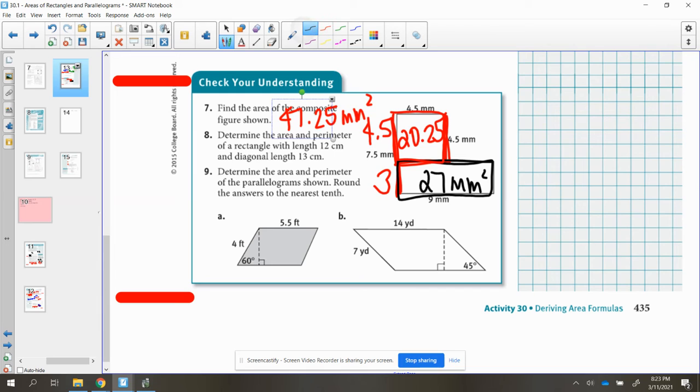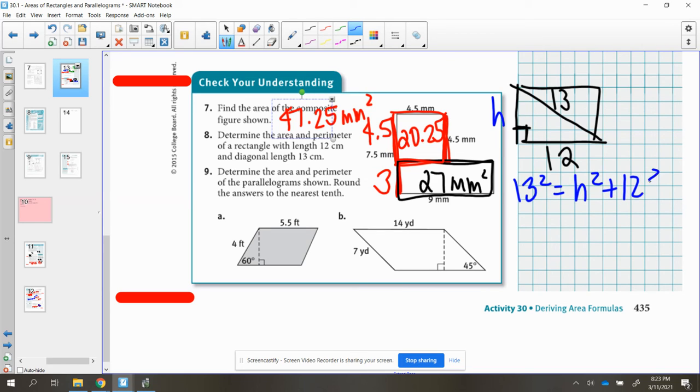Now the next one wants us to determine the area and the perimeter of a rectangle whose length is 12 and diagonal is 13. Well, remember in a rectangle we have a lot of right angles, so similar to what we did up above, we're going to need to solve for the height using Pythagorean theorem. Now what you should get when you solve this is that we end up with 169 minus 144 for a total of 25. So h is 5.